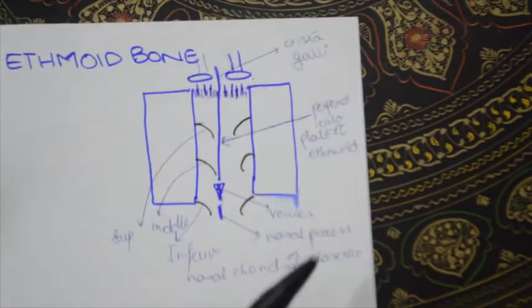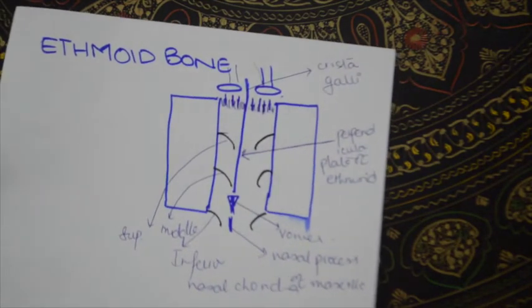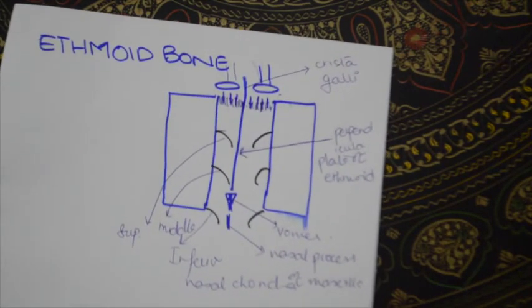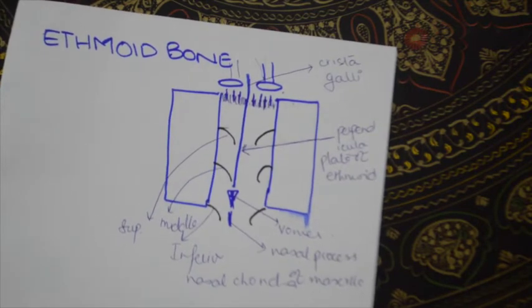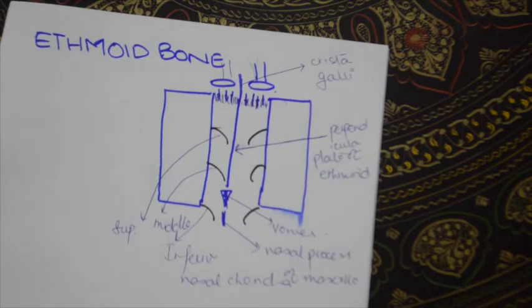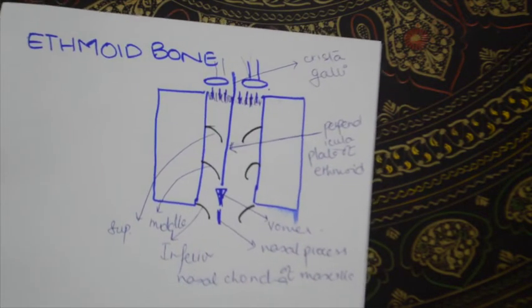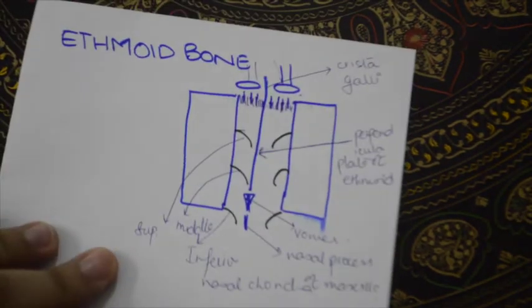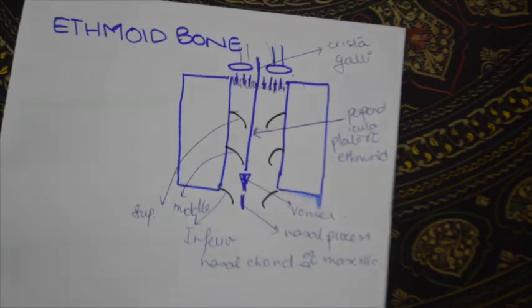This cribriform plate makes the floor of the anterior cranial fossa and roof of the nasal cavity. Olfactory receptors are present in the roof of the nasal cavity, and olfactory receptors make up the membrane at the inferior surface of the cribriform plate. Now I'll show you a neat diagram so you can actually see it properly.